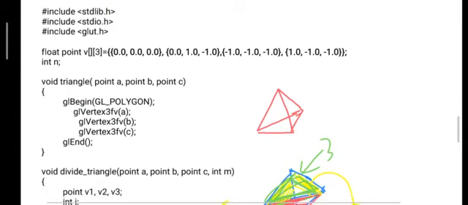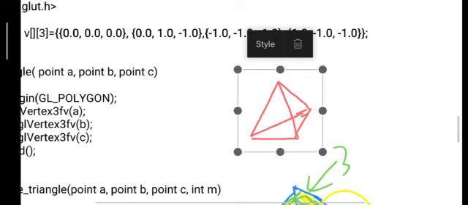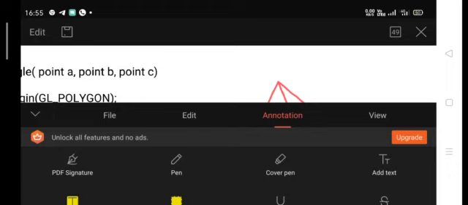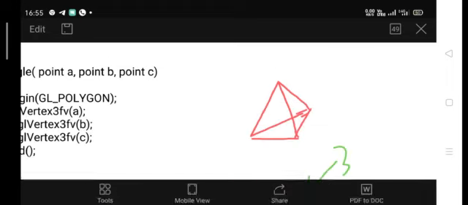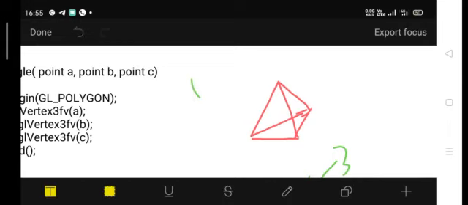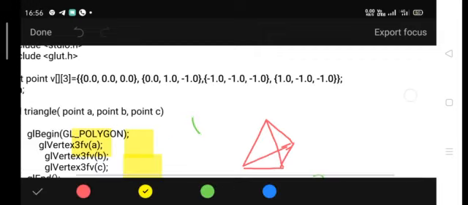So you need to specify the points. As you can see, for the structure of the tetrahedron, 4 points or 4 vertices are required to draw it: 1, 2, 3 as well as 4. Since it's a 3D structure, we have considered 3D points. As you can see here, 4 cross 3 vertices are to be specified.